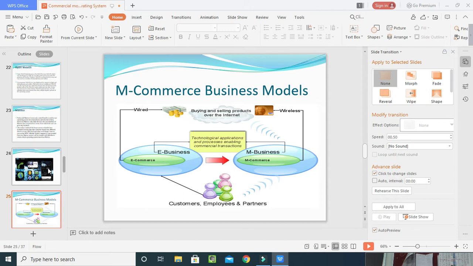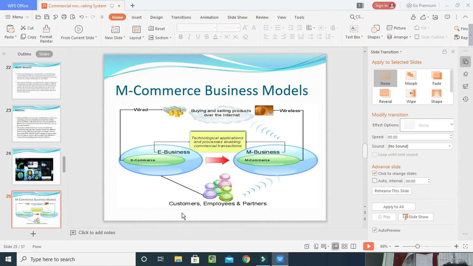What is the difference between m-commerce and e-commerce, and how is mobile commerce being used nowadays, and how has it become a model for business? See here on the screen, there is a picture. E-commerce means electronic commerce, or technical commerce, which is used. We need a wire connection there, but mobile commerce is wireless. So, what's the main purpose of these two?